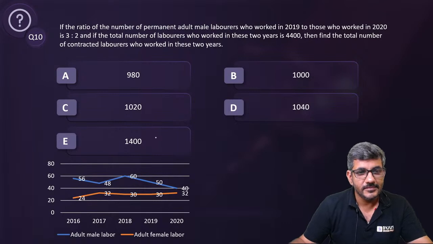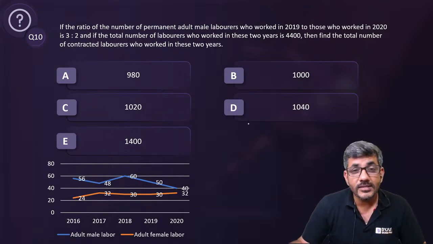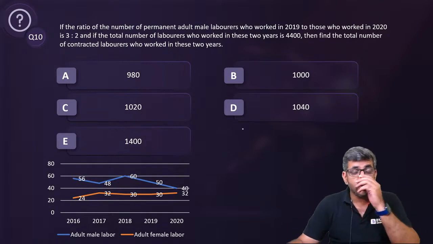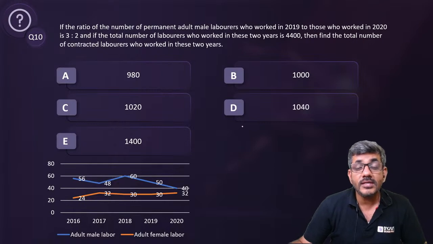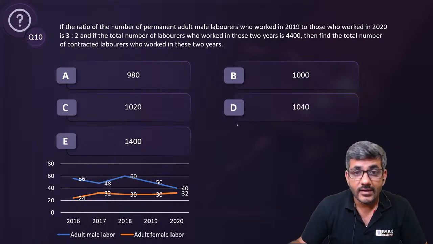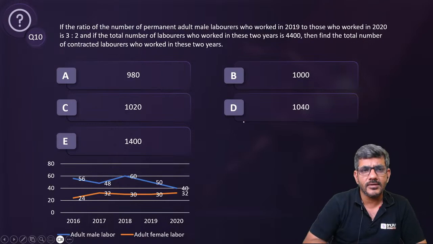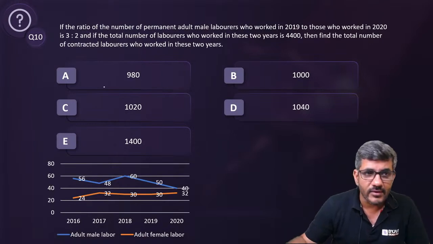Let's do this question. If the ratio of the number of permanent adult male laborers who worked in 2019 to those who worked in 2020 is 3:2, and the total number of laborers who worked in these 2 years is 4,400, find the total number of contracted laborers who worked in these 2 years. Let's have a look at this.